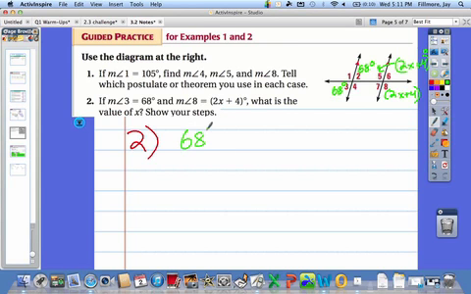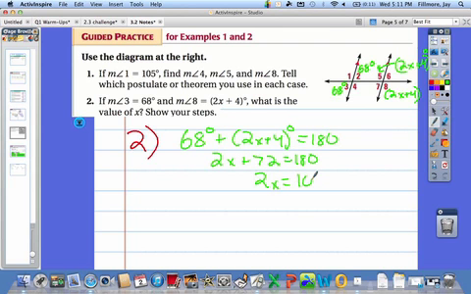So 68 degrees plus 2x plus 4 degrees will equal 180. And if I combine like terms, this is 2x plus 72 equals 180. Subtracting 72 from both sides, 2x equals 108. Is that right? 108, yep. And so x equals 54.